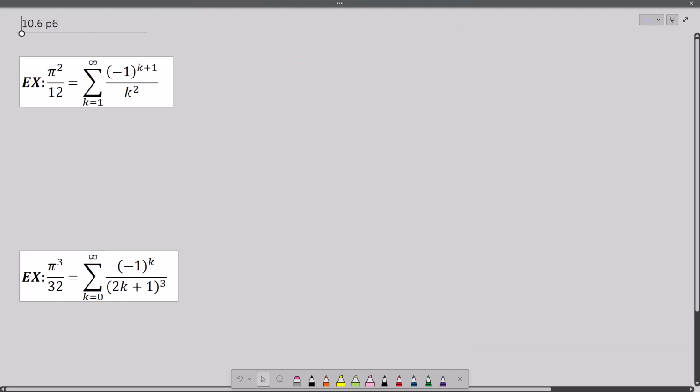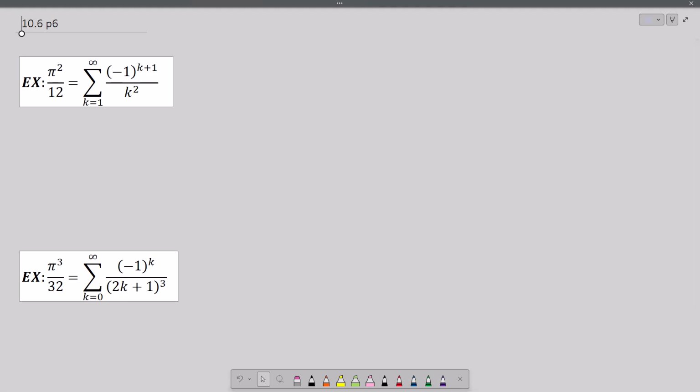So let's try another one here. This one converges to pi squared over 12. We don't really care about the pi squared over 12. We're just looking here. We see that it's alternating. We identify A sub k. A sub k is everything but the switch. So there's A sub k.